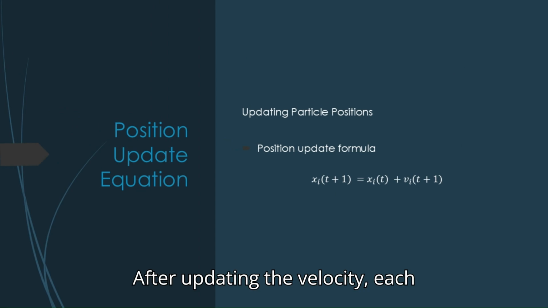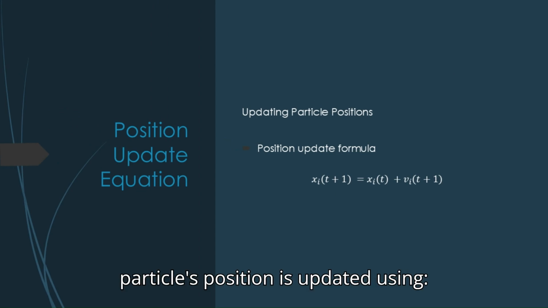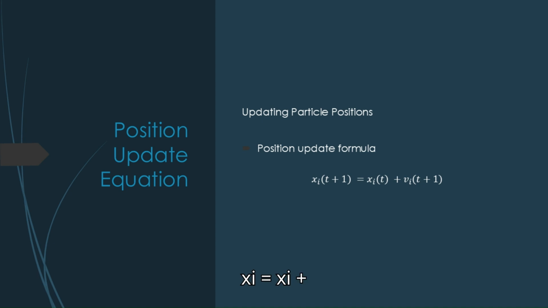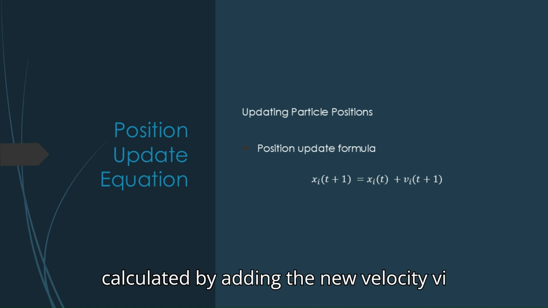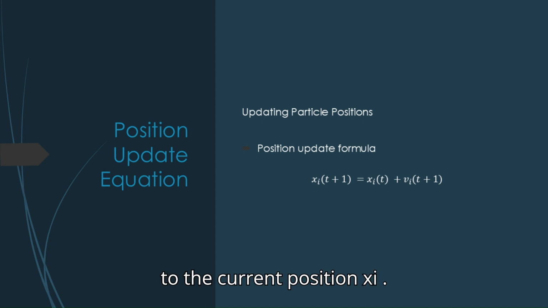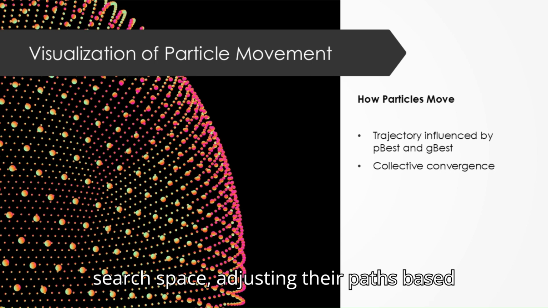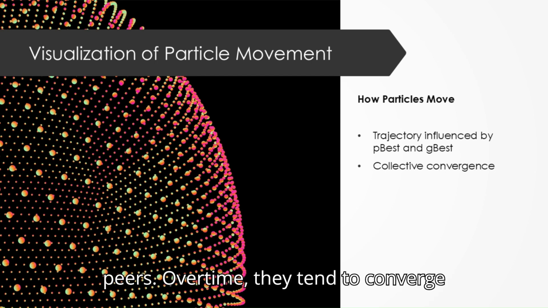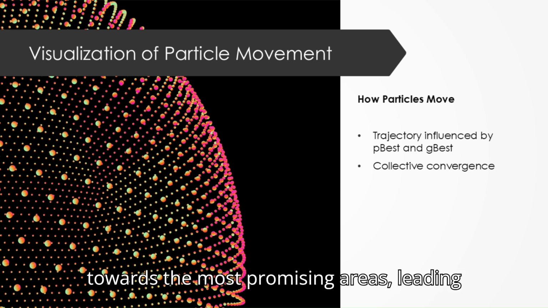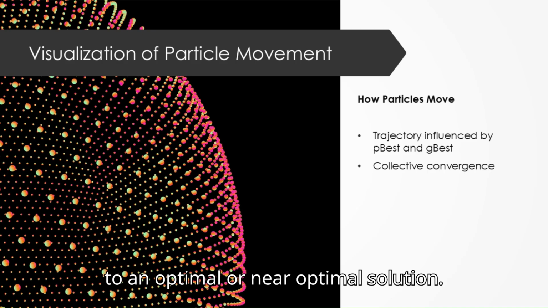After updating the velocity, each particle's position is updated using x_i,t+1 = x_i,t + v_i,t+1. This means the new position x_i,t+1 is calculated by adding the new velocity v_i,t+1 to the current position x_i,t. Imagine particles moving through the search space, adjusting their paths based on their own success and that of their peers. Over time, they tend to converge towards the most promising areas, leading to an optimal or near-optimal solution.